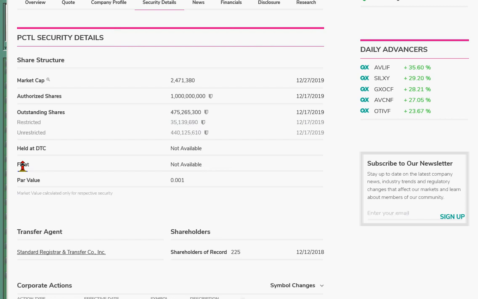But here's the deal. The outstanding shares minus the restricted is the unrestricted, of course, but that is also the float. The unrestricted is the float. I mean, that's what's out there trading, okay? So here, even though they say float not available, what it really is, is 440 million. If you subtract the restricted from the outstanding, you get the float, basically.